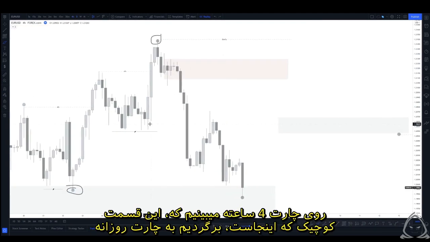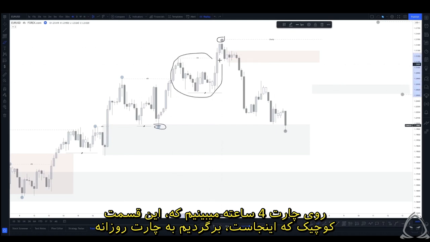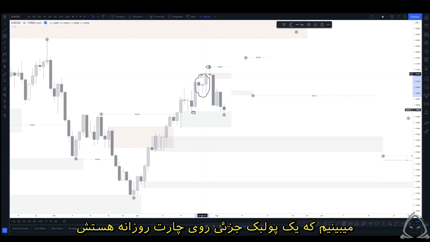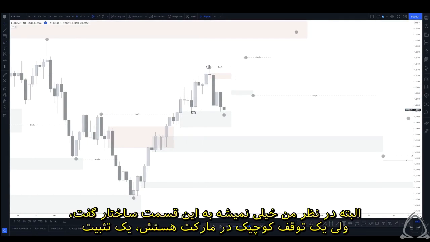So what we can see is on the 4 hour chart, this little section right here, we'll go back up to the daily chart. We can see that it is a minor pullback on the daily chart, although in my personal opinion is not so much a bit of structure, but a small pause in the market.